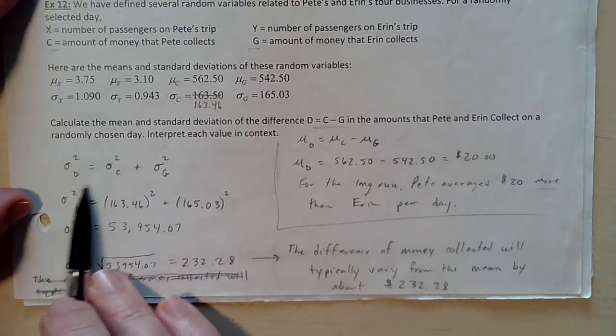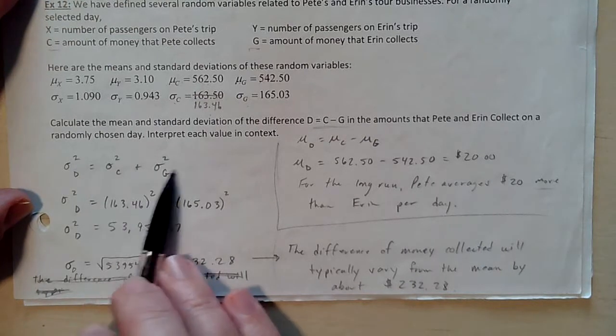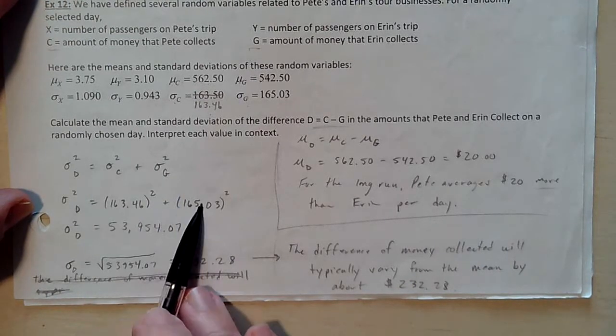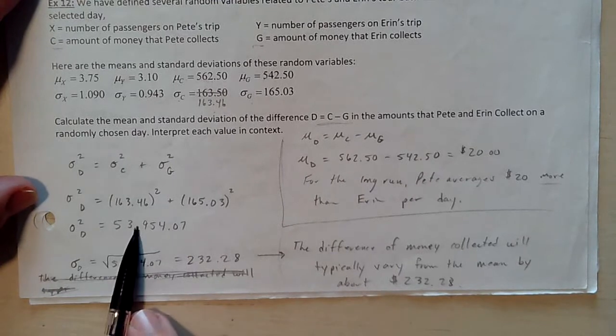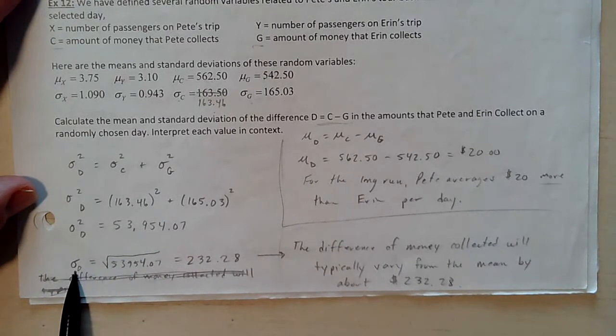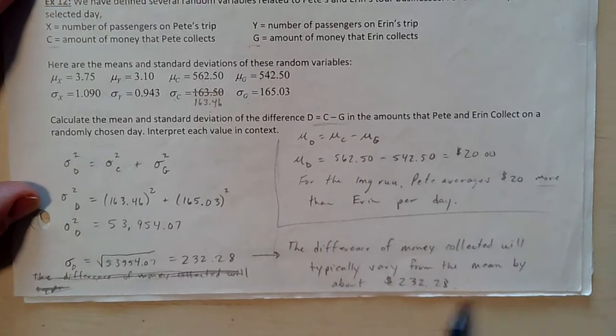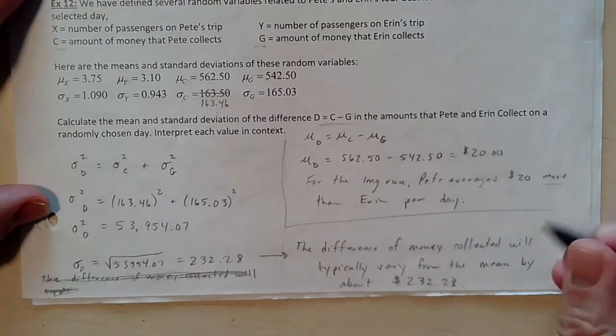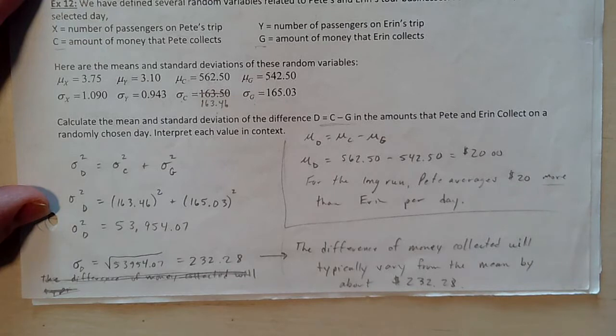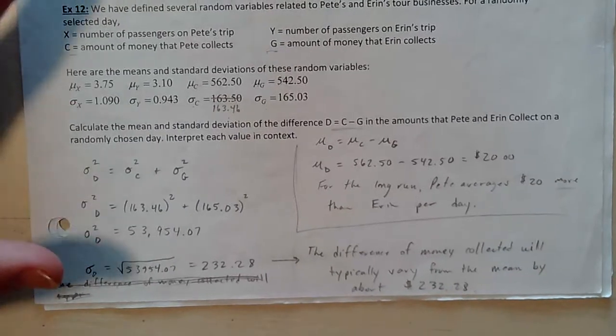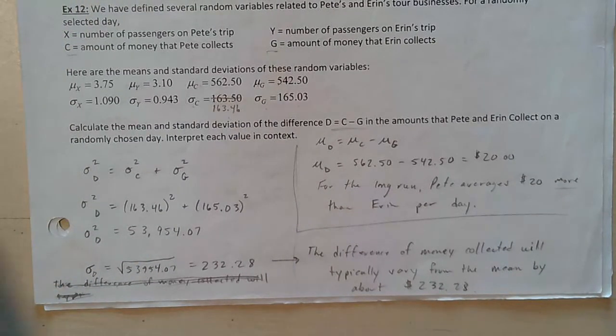For the standard deviation, we would add the variances. Pause if I'm going too fast. So the square root of the variance of the difference in money collected is here. And there's the interpretation. Okay, move on to the next page.